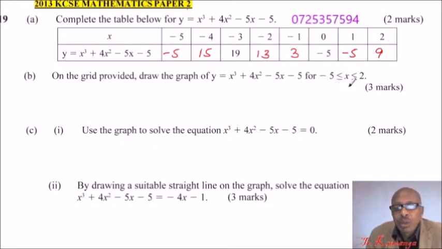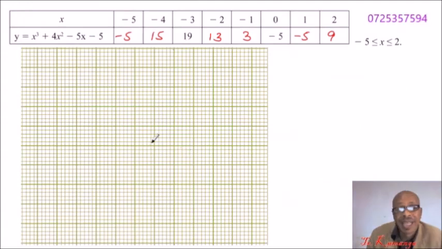Now I'm going to do that on another page, so that we have the grid provided. So let's go ahead and draw our graph using the table that we have filled in. This is the grid that we are going to use. I've already inserted the table that we filled in section A. The highest value of x is 2, the lowest is minus 5. The highest value of y is 19, the lowest is minus 5.